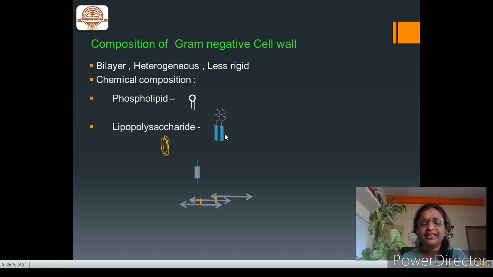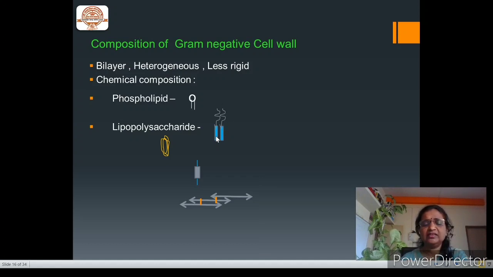This lipid A region is made up of glucosamine derivative. It is a glucosamine lipidic structure. R core and O side chains are made up of sugars, especially in case of R core usual sugars are there, and in case of O side chain unusual sugars are present.